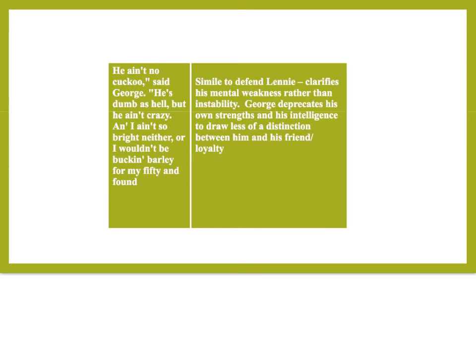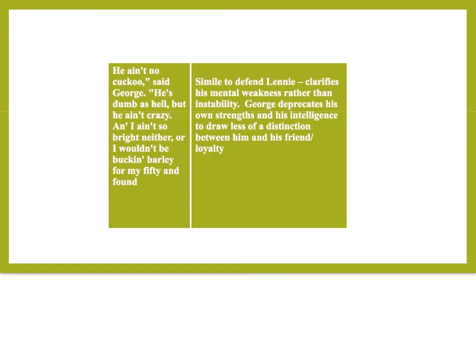"He ain't no cuckoo," said George. "He's as dumb as hell, but he ain't crazy, and I ain't so bright neither, or I wouldn't be bucking barley for my 50 and found." Now this is important, because what you have here is the idea that he's as dumb as hell. So he uses the simile that he's as dumb as hell, not to belittle Lennie, but to again help Slim understand. So he clarifies his mental weakness rather than his instability.